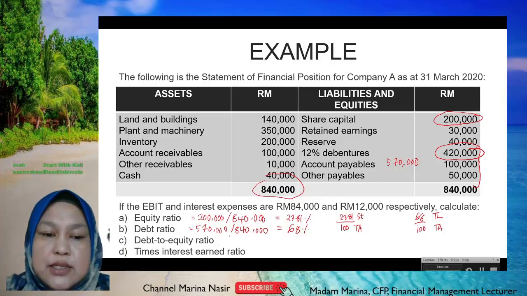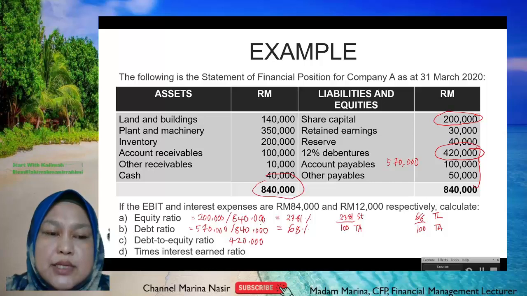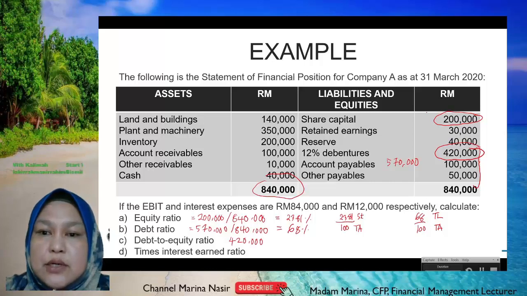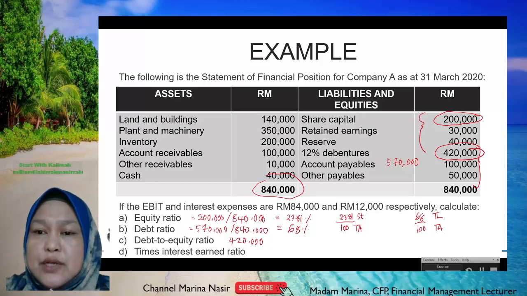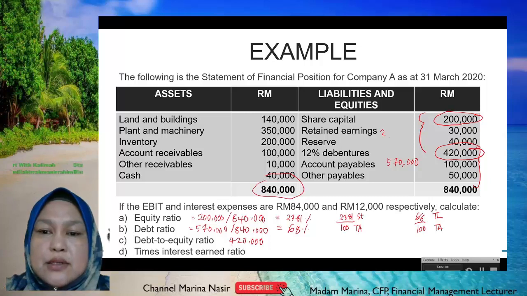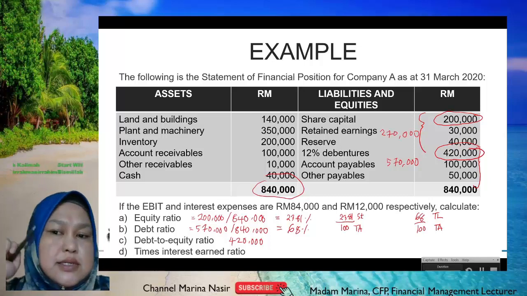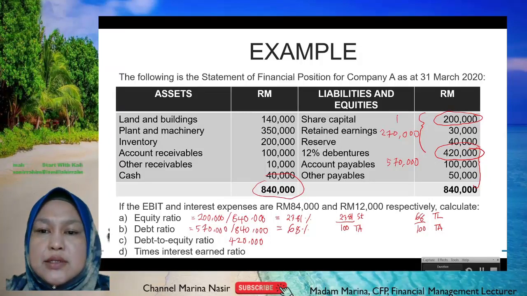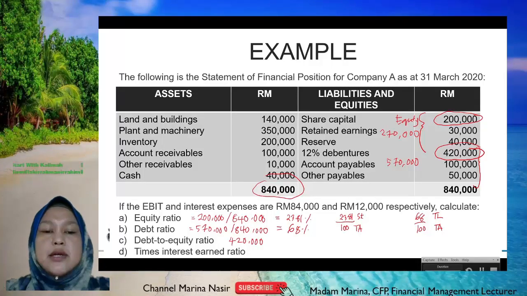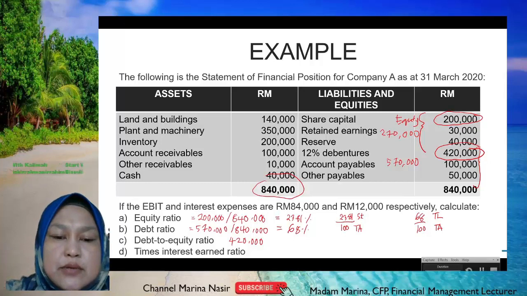420,000 divided by equity. What is equity value? Equity is shareholder share capital, retained earning and reserve, which is 270,000. Okay, this is equity. So 420,000 divided by 270,000.